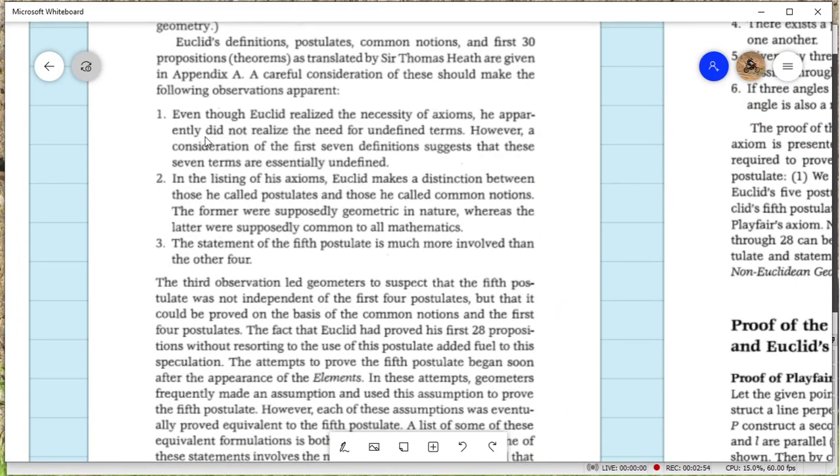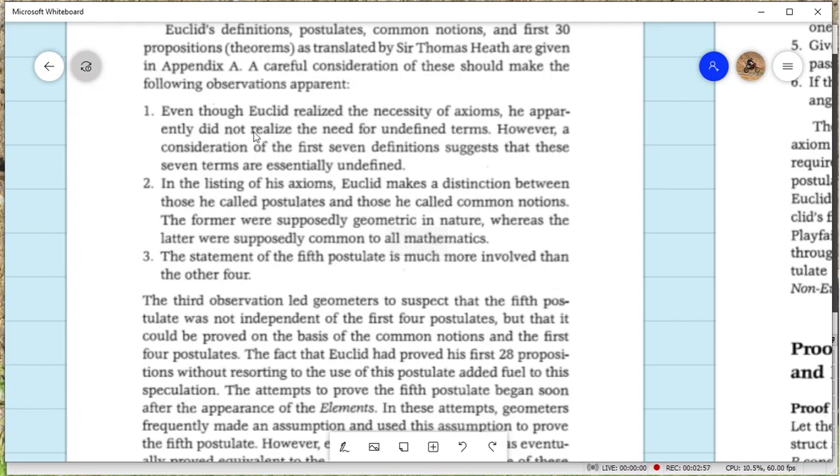First observation: even though Euclid realized the necessity of axioms, he apparently did not realize the need for undefined terms. Although it was acknowledged by Euclid that not all statements can be proven, and some should be kept as assumptions and considered true without any proof. So those are axioms. But he did not mention the concept of undefined terms.